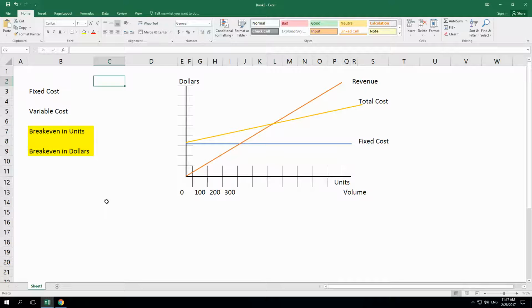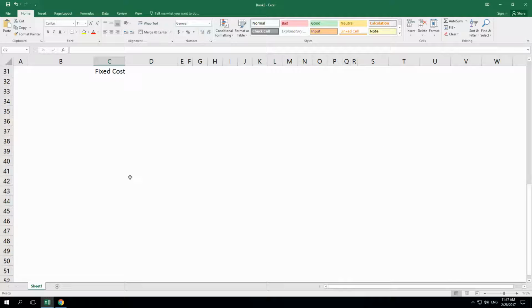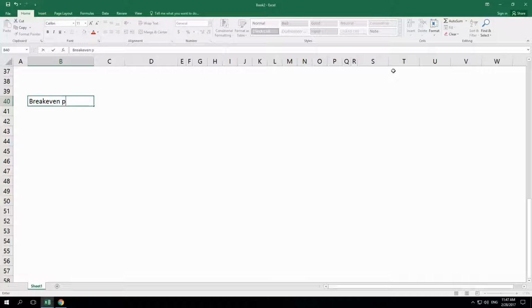So let's take break-even in dollars. We have a formula: we take fixed cost and divide it by the price of our product minus the variable costs per unit.